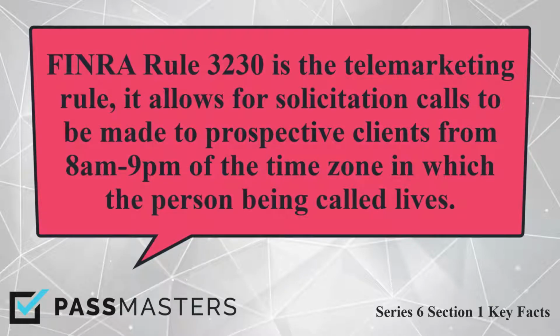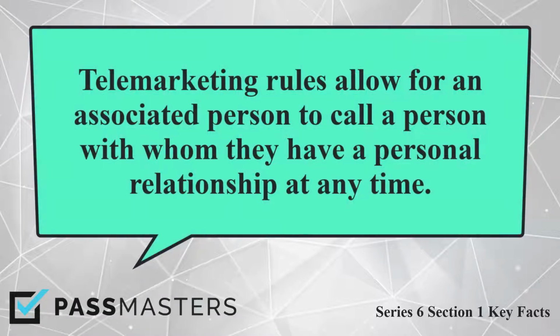Finra Rule 3230 is the telemarketing rule. It allows for solicitation calls to be made to prospective clients from 8 a.m. to 9 p.m. of the time zone in which the person being called lives. Telemarketing rules allow for an associated person to call a person with whom they have a personal relationship at any time.